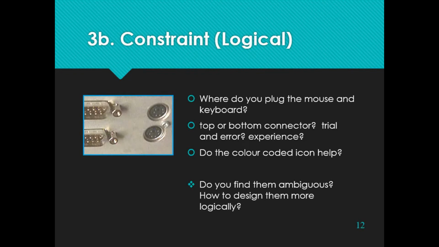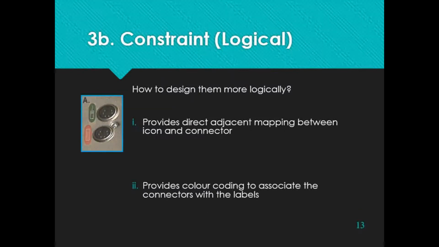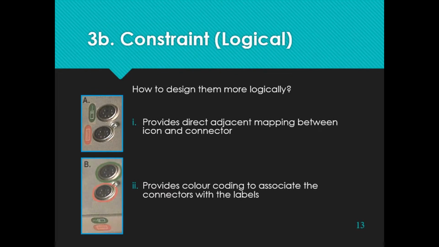Logical constraint. Based on the example, where do you plug the mouse and keyboard? Top or bottom? Do we need a color-coded icon? So for that, how do we make them more logical? A. Provide direct adjacent mapping between icon and connector. B. Provide color coding to associate the connector with the label. So those are examples of logical constraint.